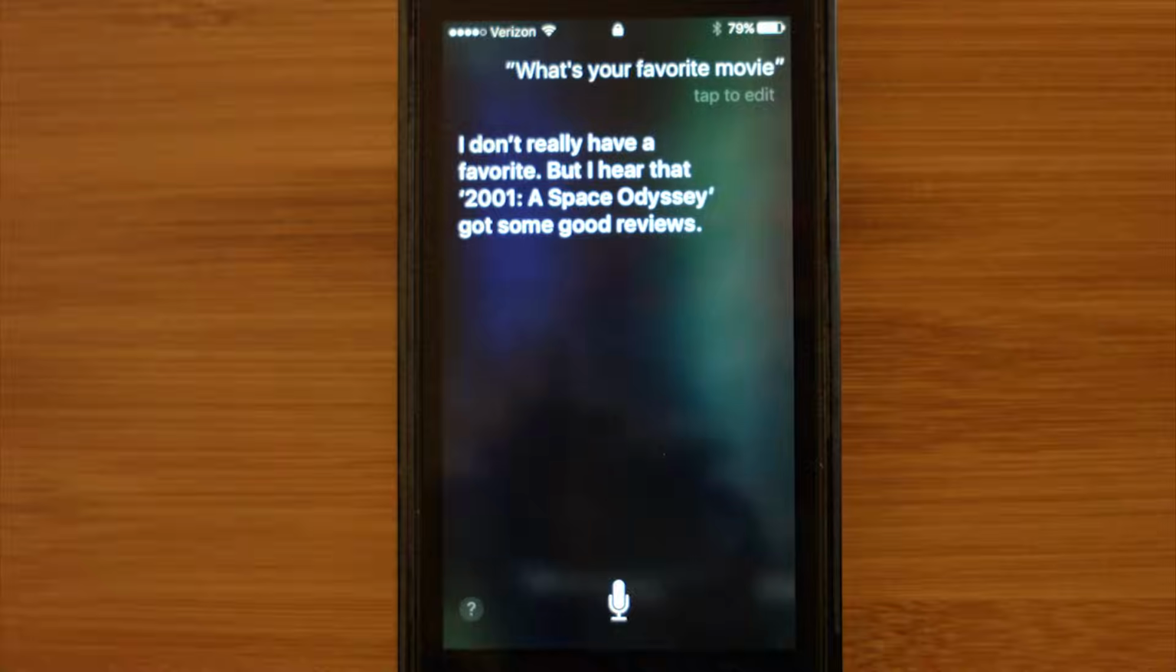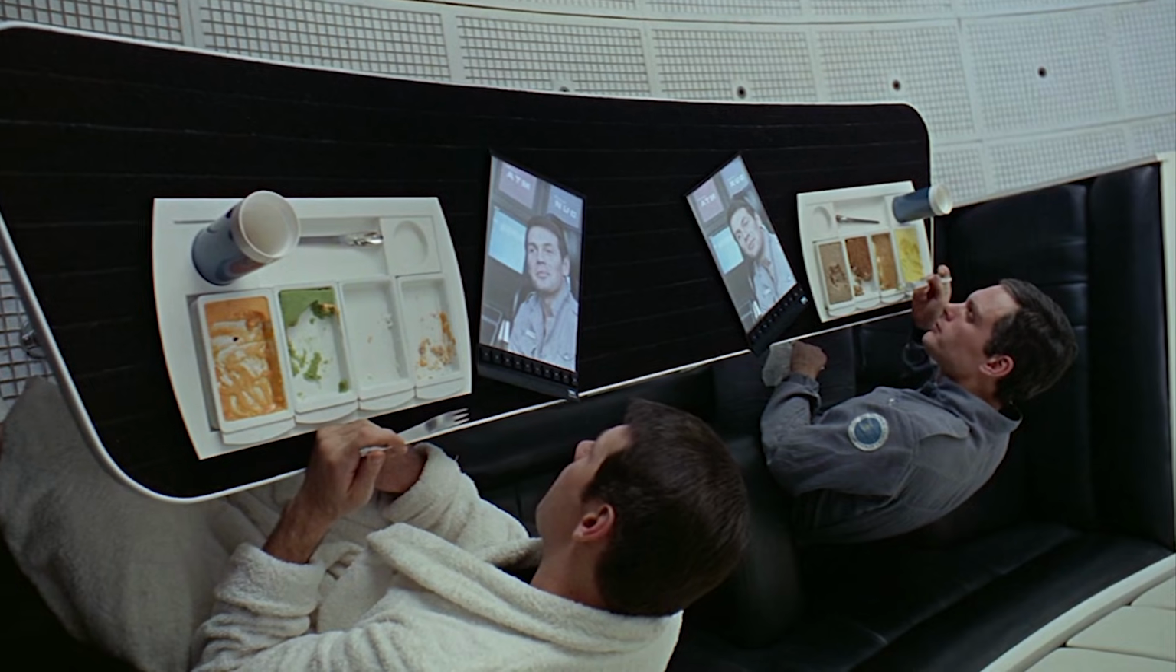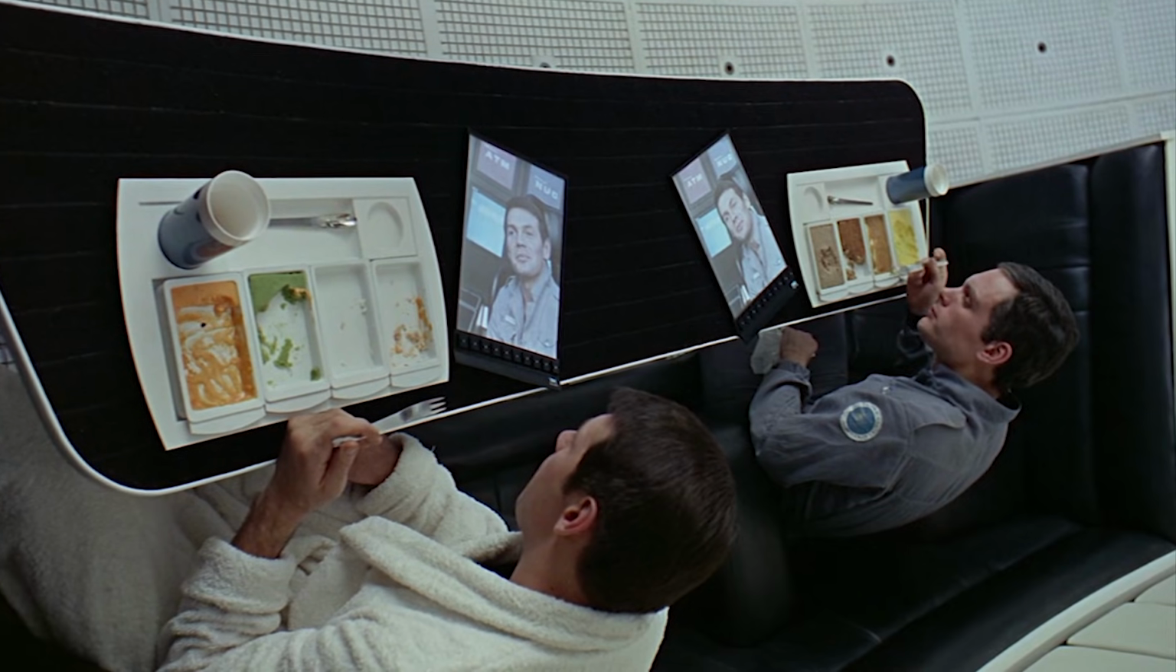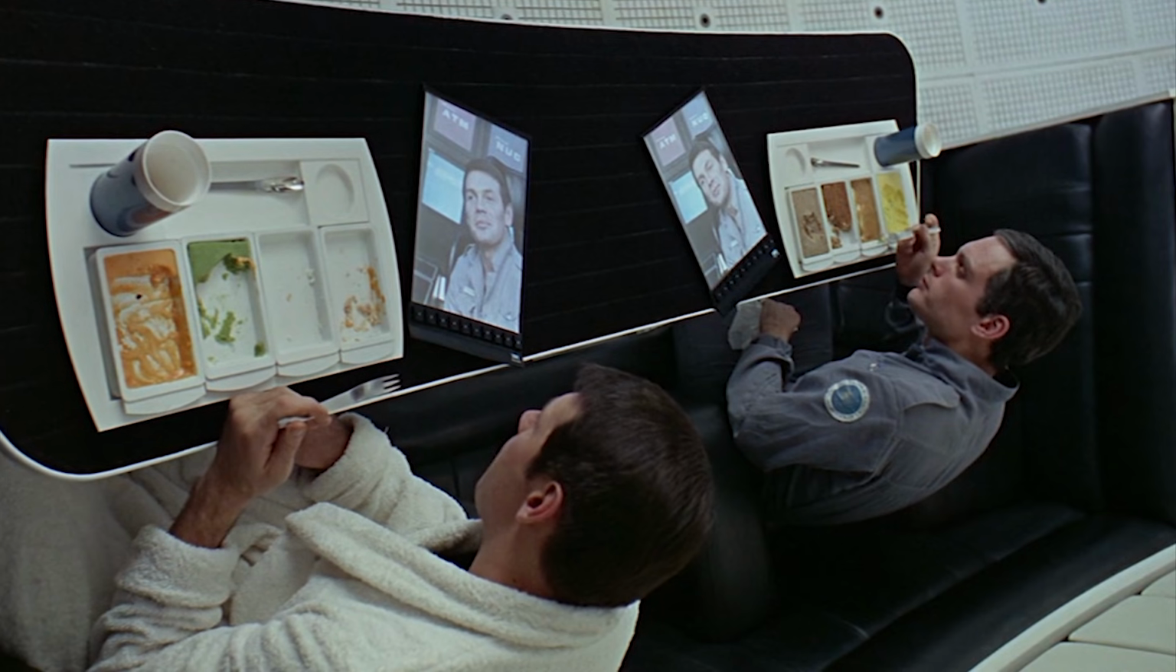Of course, some of this may be directly inspired by the film. For instance, Samsung used an image of Dave and Frank with their tablets in a court case disputing Apple's patent in the original tablet design.